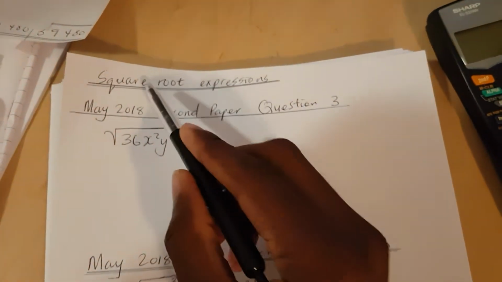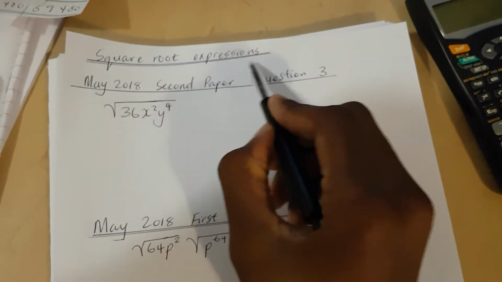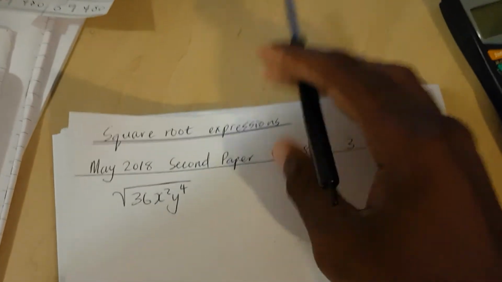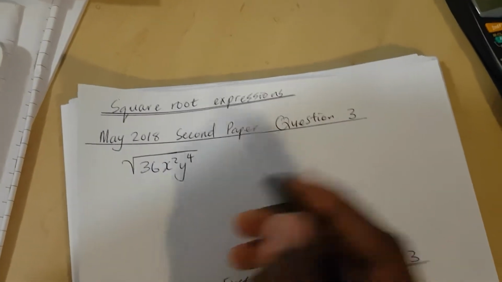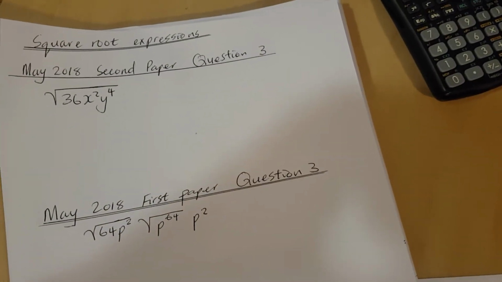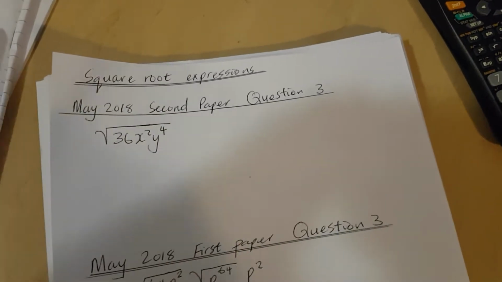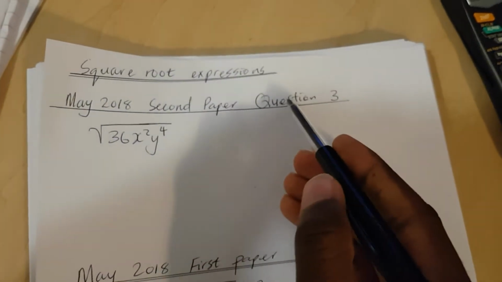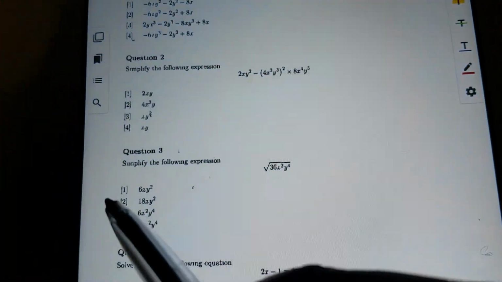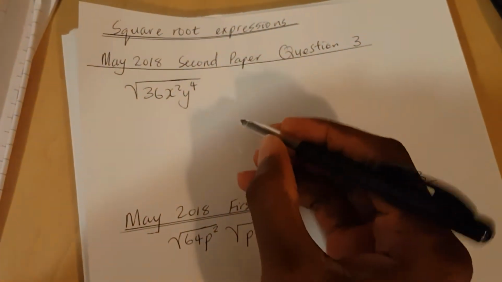Let's move to the simplification of square root expressions. Now we're going to start with this question, May June 2018, question number 3, the second paper. Here's the question: simplify the following expression. So how do we simplify this expression?